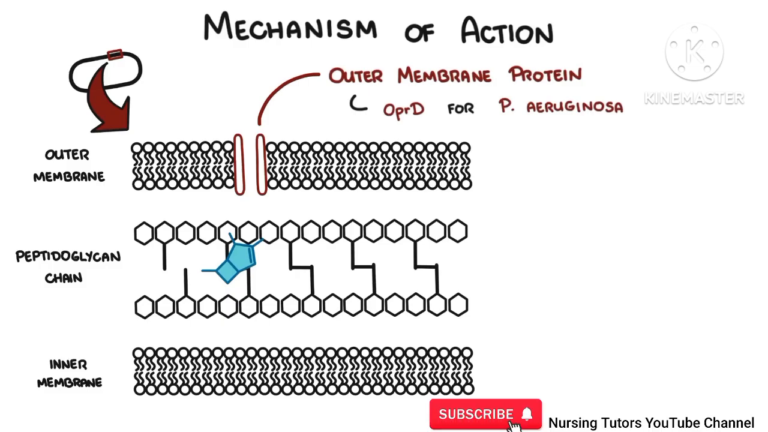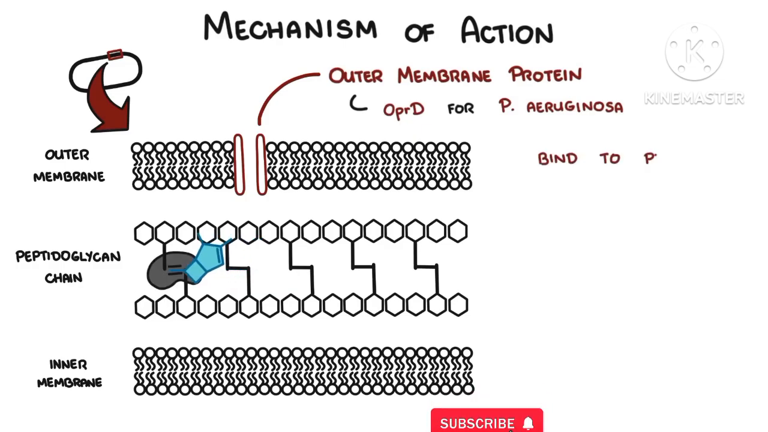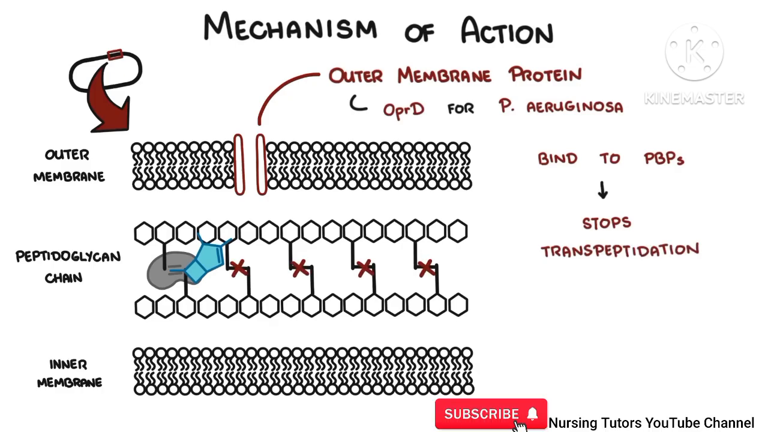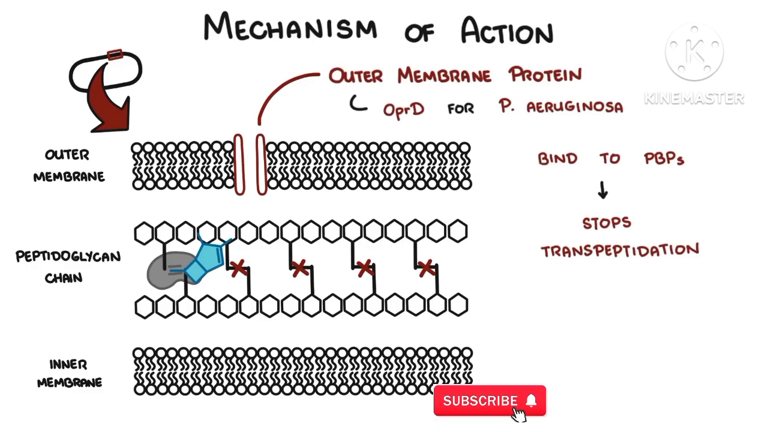It passes through the pores on the outer membrane, and then it can reach the peptidoglycan layer even in gram-negative bacteria. So these drugs are very important because they are also effective against a very resistant microorganism known as Pseudomonas aeruginosa. We have already discussed that they bind to penicillin binding proteins, and this is how they are able to stop transpeptidation.